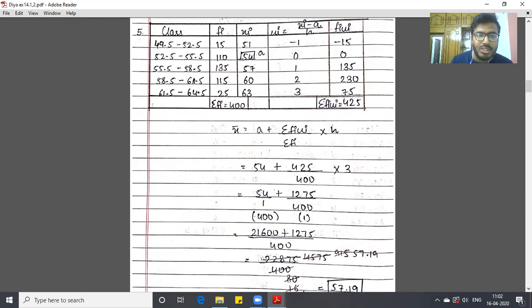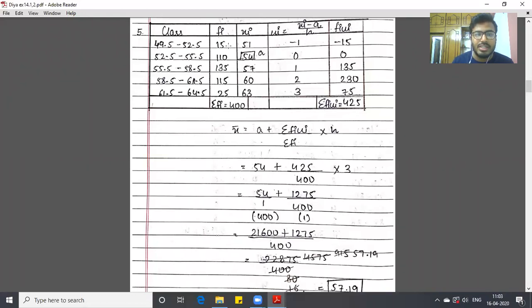Remember here, for this class, the new class you have made, you have to take the upper limit 52.5 minus 49.5. 52.5 minus 49.5 is how much? It is 3, okay. Hope you know how to subtract it, okay. So that is 3, you're getting the h value, remember that also.